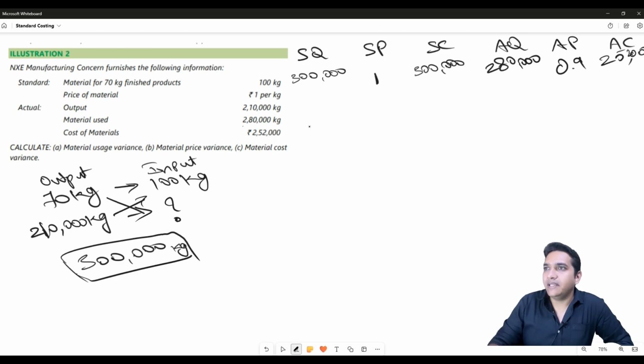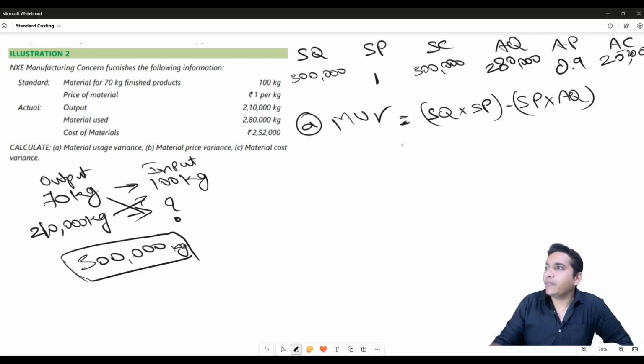So the first thing asked in the question is material usage variance. What is the formula for material usage variance? It is standard quantity multiplied by standard price minus standard price into actual quantity. What is my standard quantity? 300,000 multiplied by 1 is 300,000. So this is 300,000 minus standard price, 1, into actual quantity 280,000.